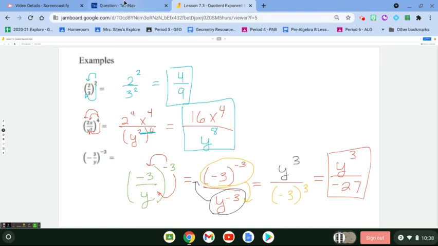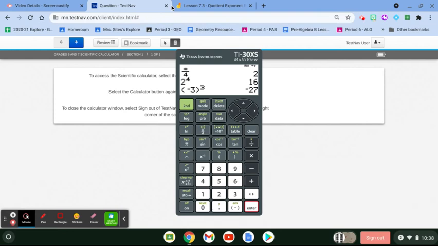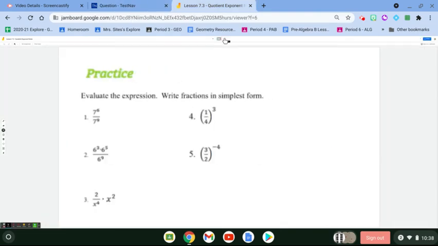Okay, so let's practice a couple. Again, I want you to pause your video and see how you do with these ones. Then we're going to check in and see how you did. Then there'll be a couple for you to try out on your own.